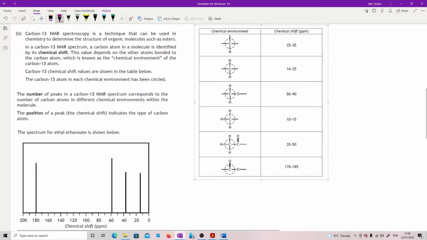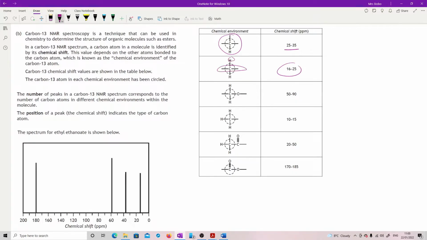Okay, so we're saying that for a carbon which is attached to 3 other carbons up here, we get a shift of 25 to 35. If it has one hydrogen attached and 2 carbons, then it's a 16 to 25. If it's a carbon which is attached with an oxygen and a carbon on this side and 2 hydrogens, 50 to 90, and so on. Okay. The number of peaks in a carbon-13 NMR spectrum corresponds to the number of carbon atoms in different chemical environments within the molecule. The position of a peak indicates the type. Okay.